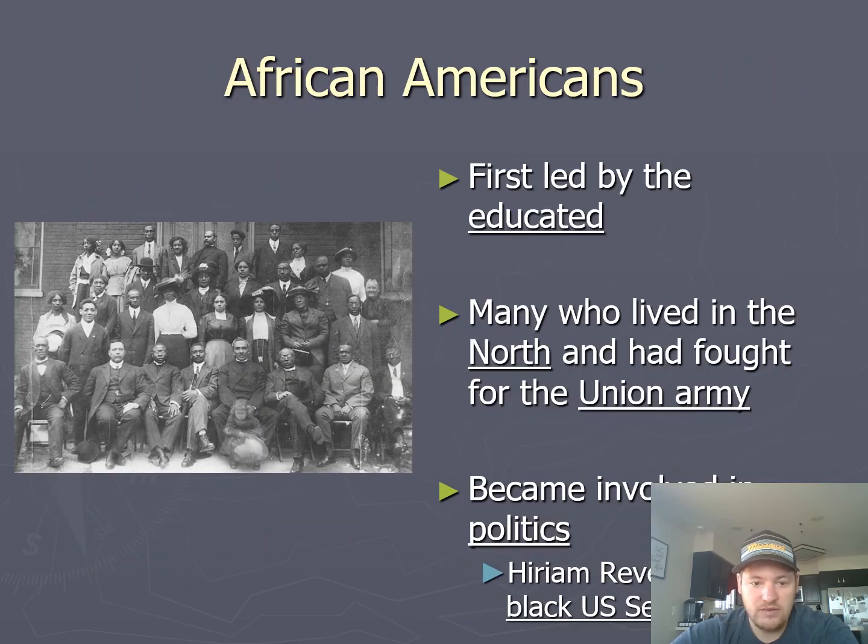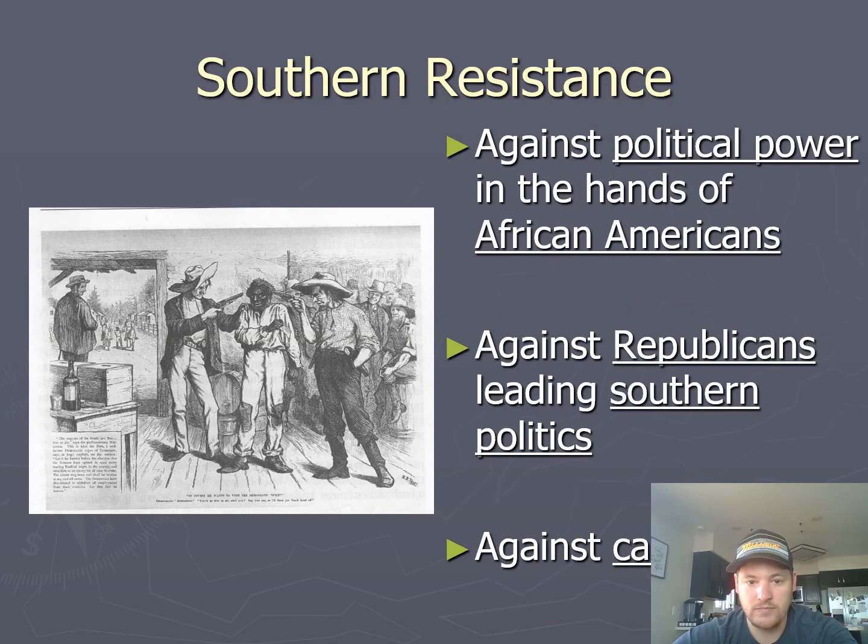African Americans eventually are going to start to get educated. Many who lived in the North fought with the Army, remember. And then there's going to be a guy, I know it's kind of blocked by my picture, but his name is Hiram Rhodes Revels. He's going to be the first Black U.S. Senator to be elected. So as you can see in the 1870s, and as you keep moving on past the Civil War and during Reconstruction, you're going to start to see African Americans get involved in politics.